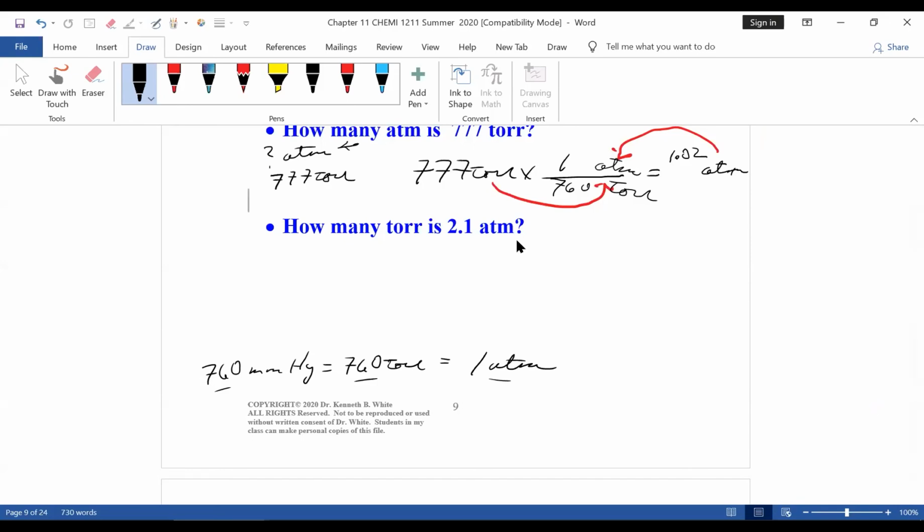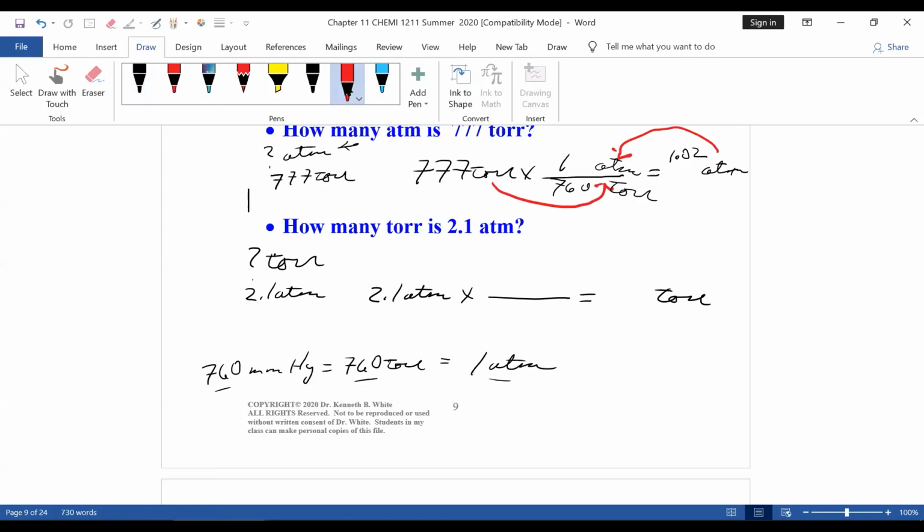What are we being asked to find? Torr. What are we given? 2.1 atmospheres. This is the only number we have to start with. If there was a conversion ratio, what answer do we want to get? Torr.